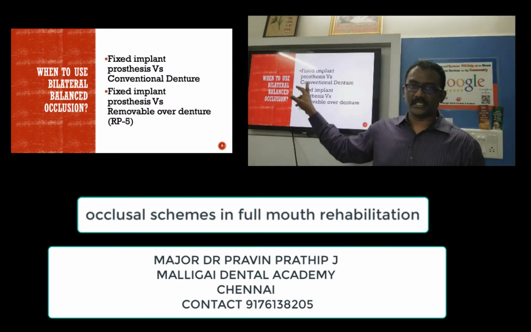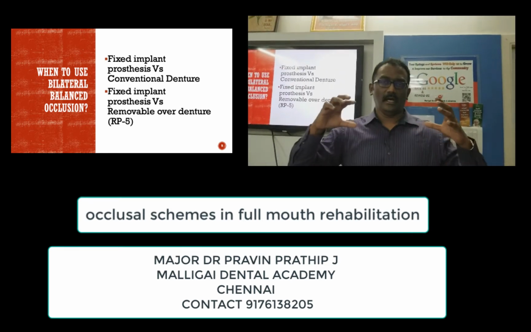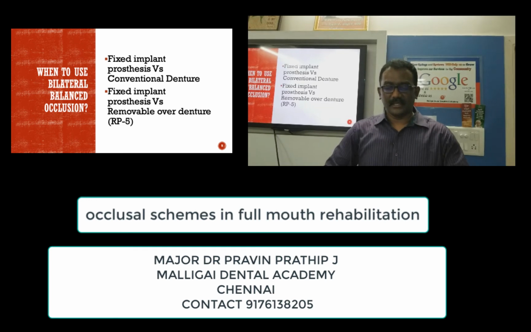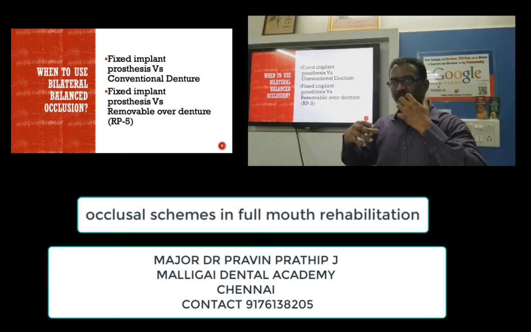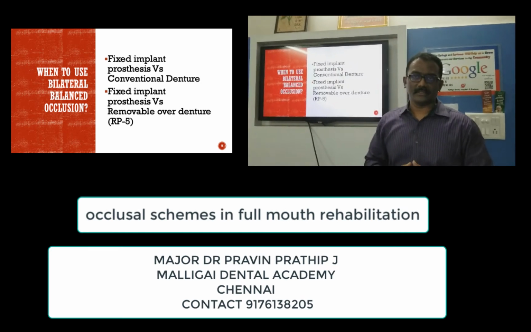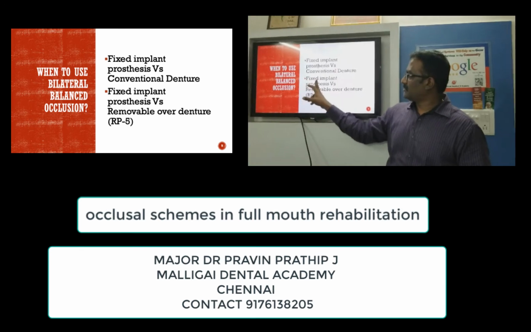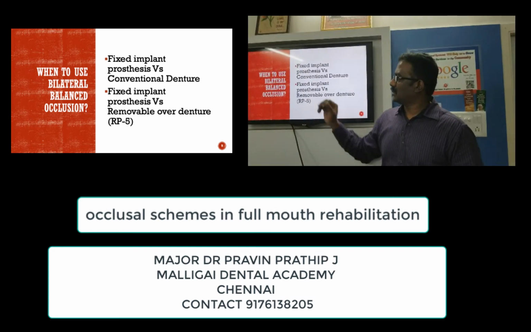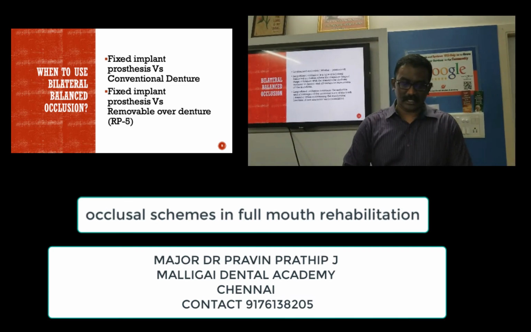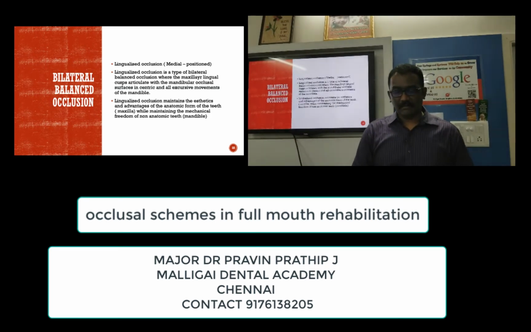So where it is used in fixed implant process versus conventional denture. In fixed implant process situation, we have when there is a fixed implant process and there is a conventional denture. Say in a unilateral case, this is the ideal way you have to give occlusion, and also fixed implant process with removable over denture also you can give this condition. So then the second thing is called bilateral balanced occlusion.